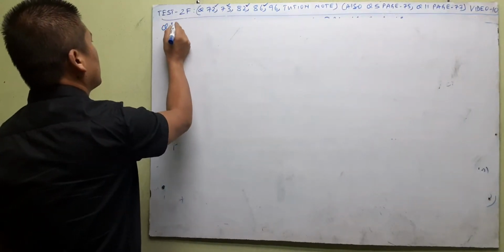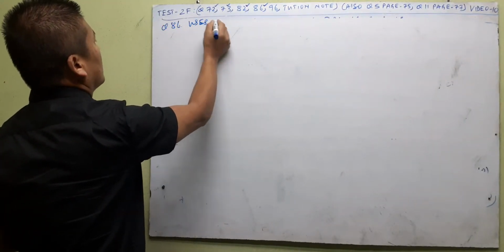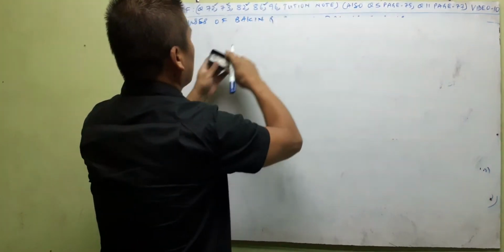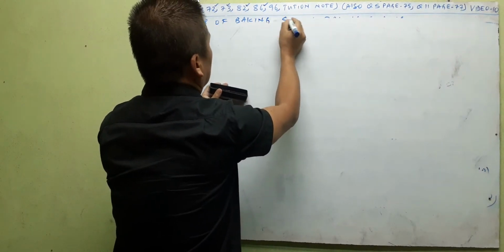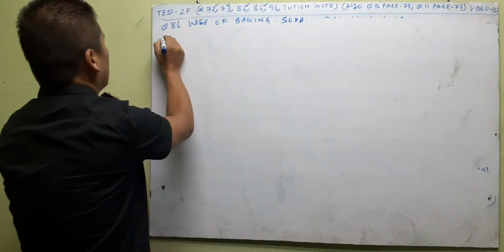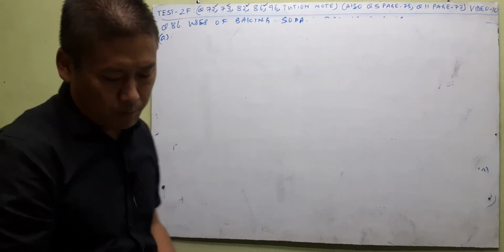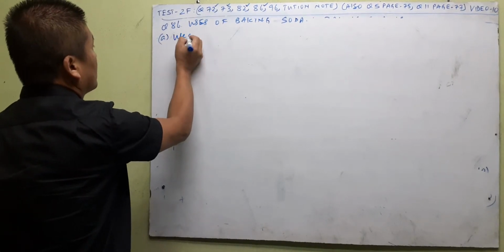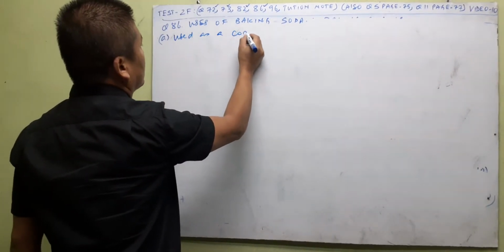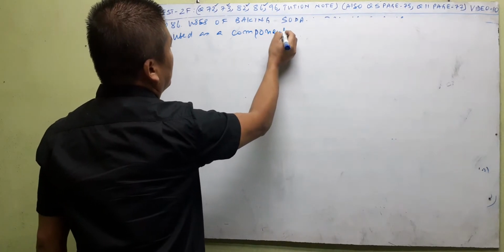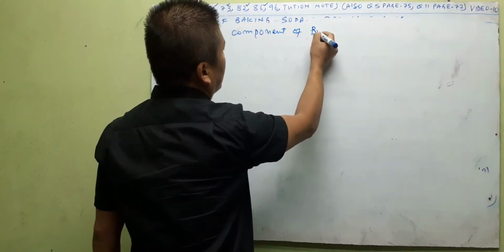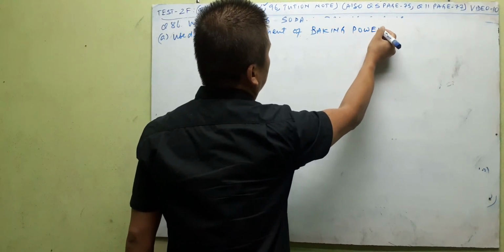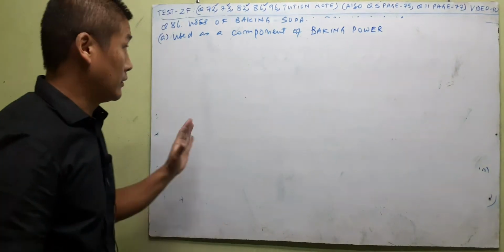Question 86 is basically uses of baking soda. Write the uses of baking soda. Let's start. I think it's put as A, B, C, so we can just do that. A, it is used as a component of baking powder. Don't get confused. Baking soda is not baking powder. Baking powder is not baking soda. You will soon come to know.